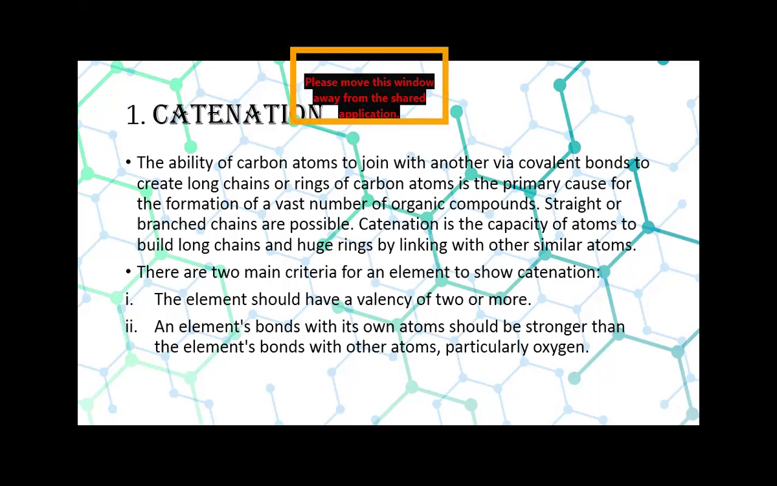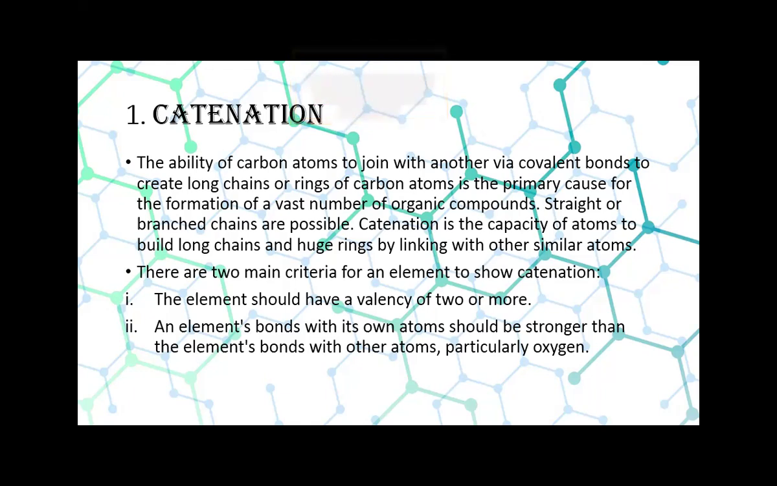Now we have two main criteria that elements must follow for catenation. The number one is the element should have a valency of 2 or more. Yes, whichever element we have, its valency should be 2 or more than 2. It must have a valency of 2 or more than 2.